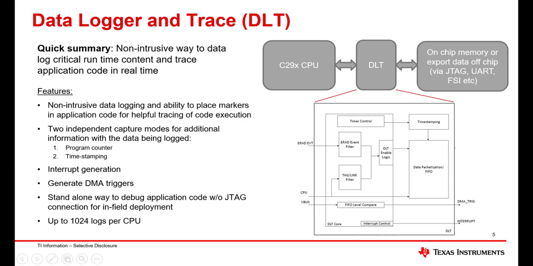Here's a quick one-slider summary of the features I mentioned in the previous slide. The DLT offers a non-intrusive way to data log critical runtime content and trace application code in real time. The main features of this peripheral are the following. There are two independent capture modes in which data logged information can store either program counter or timestamping of when data logs are reached. Interrupt generation and DMA triggering are possible from the DLT.